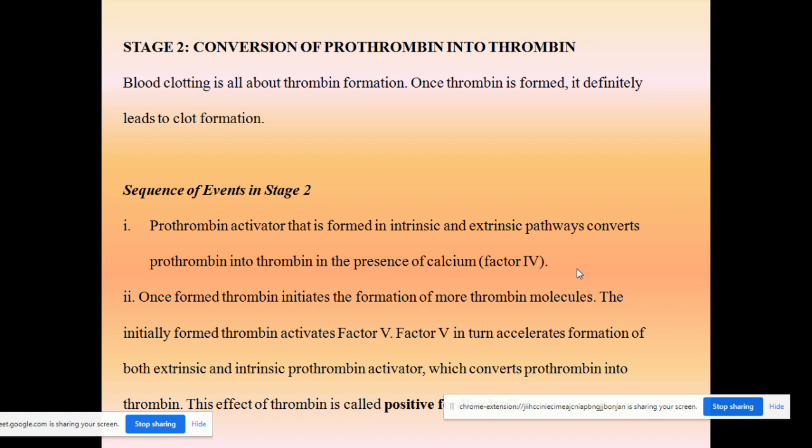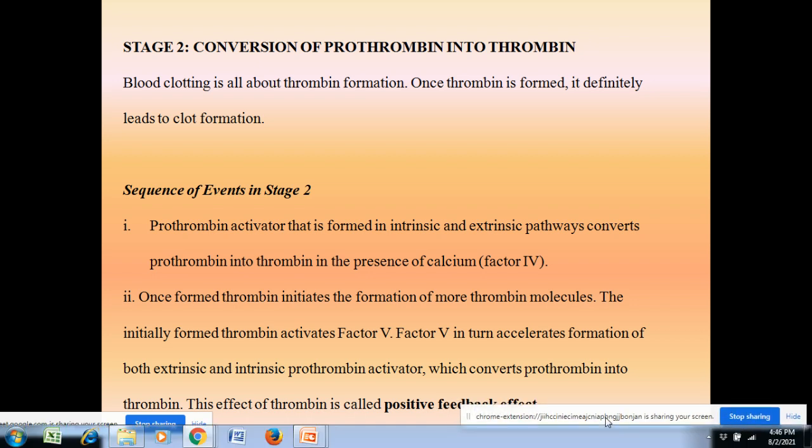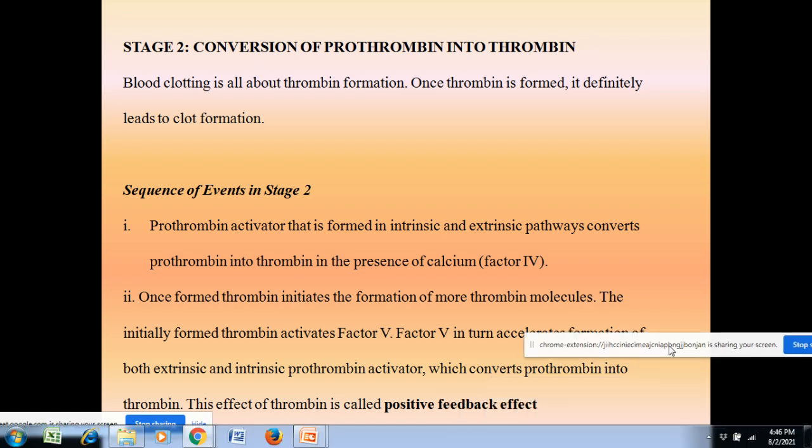That is all, this is the only thing that happens in the second stage. Once the thrombin is formed, it will initiate the formation of more and more thrombin molecules by acting as a positive factor. So this is called the positive feedback effect.